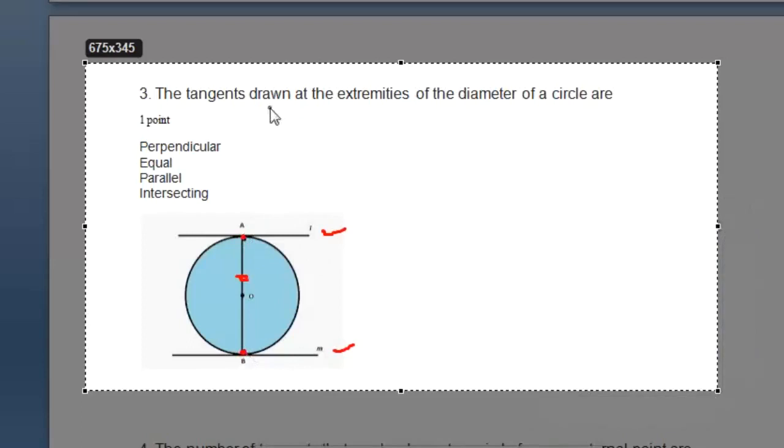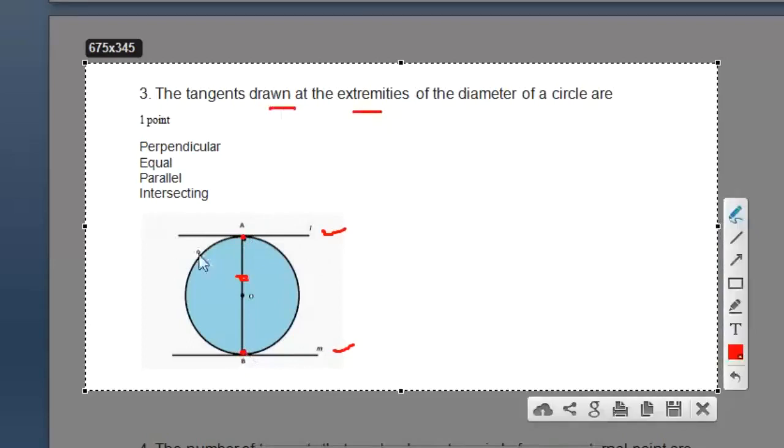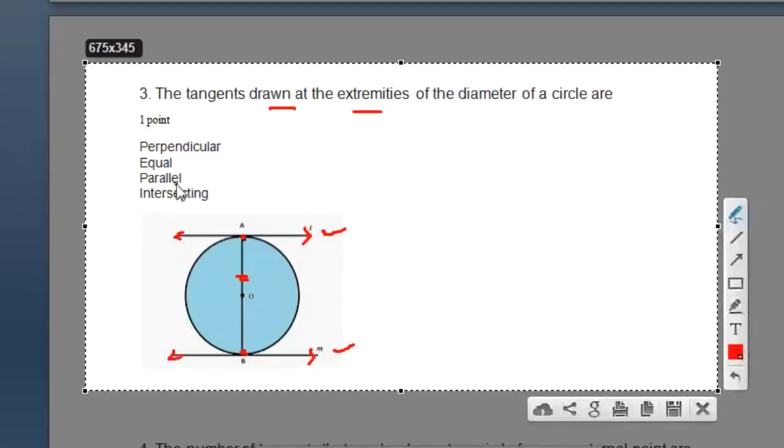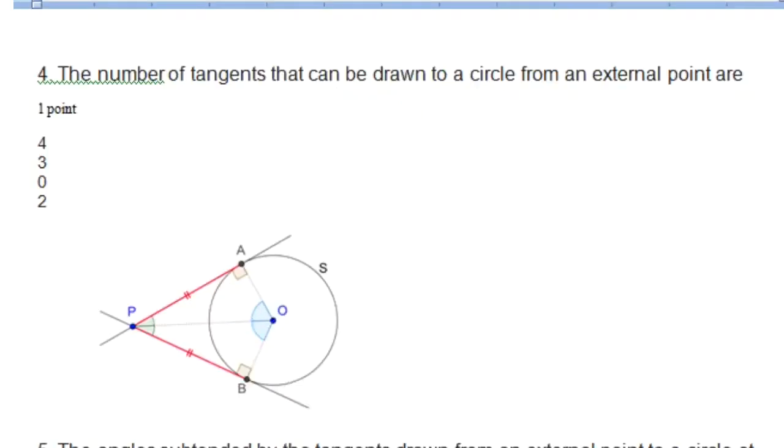So the tangents drawn at the extremities of the diameter of a circle are what? L and M, so we can easily make out they are parallel to each other. These two tangents are parallel to each other. So the correct option for this question is parallel. So we'll move to the fourth question.